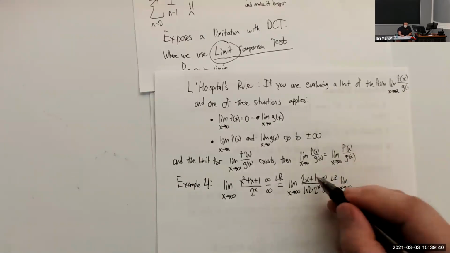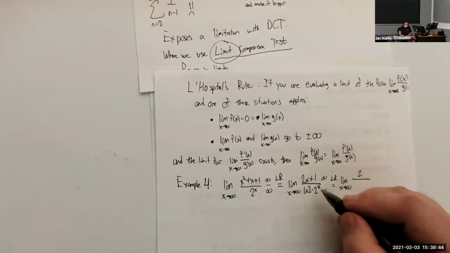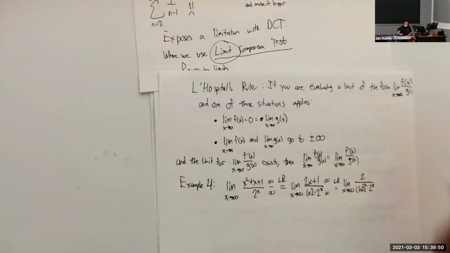The derivative of my top is now 2, and the derivative of the bottom, well, I simply multiply by another natural log of 2. So I have natural log of 2 squared now. We have lots of 2's in this.